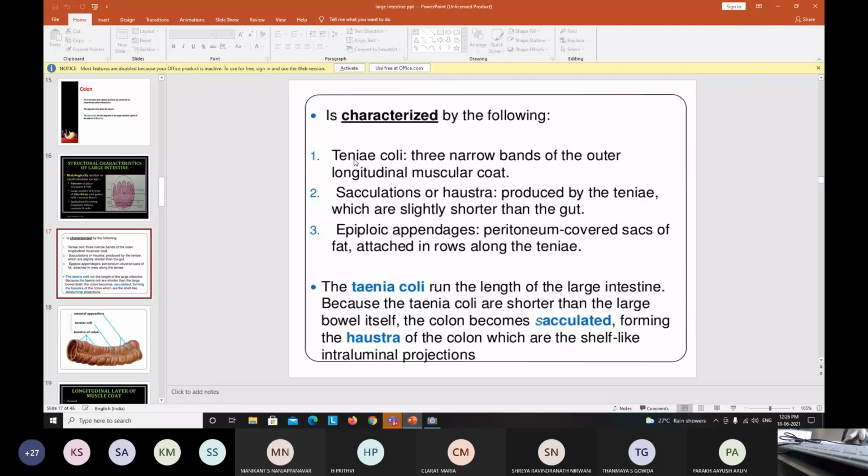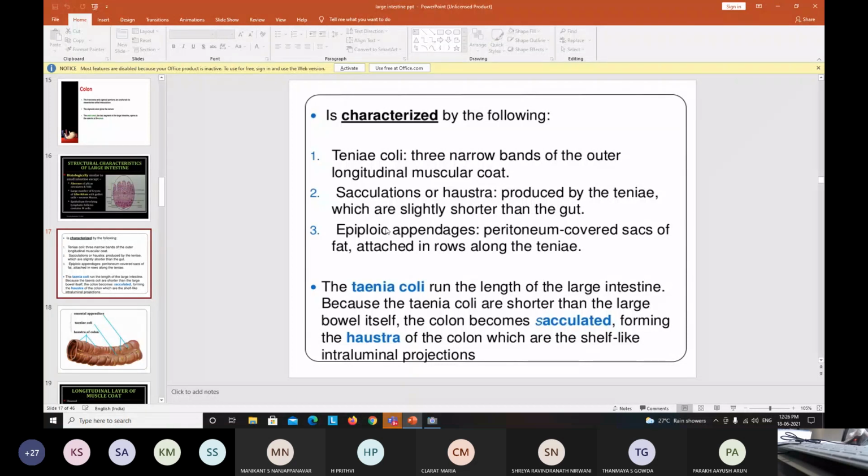Taenia coli are narrow bands of the outer longitudinal muscle coat. Next, some dilatations are there, called sacculations or haustra. These are produced by the taenia, which are slightly shorter than the gut. So these are series of dilatations.